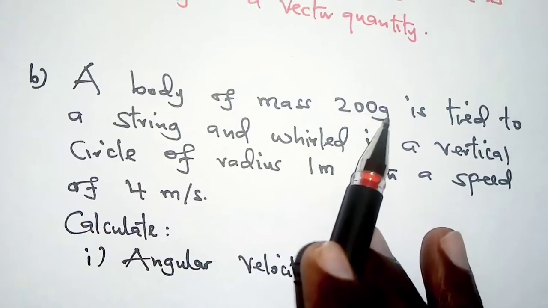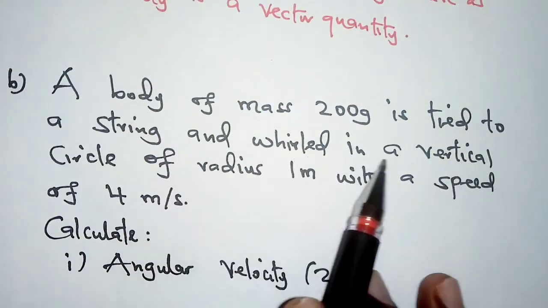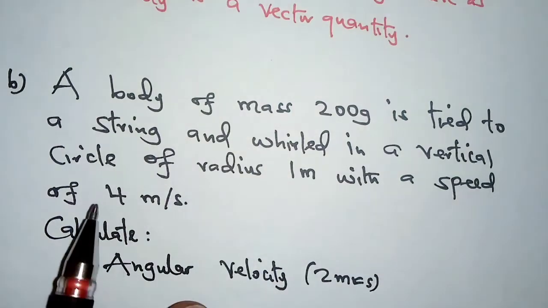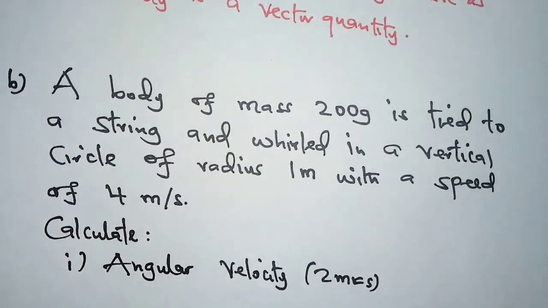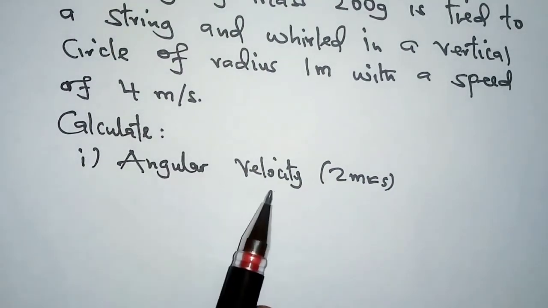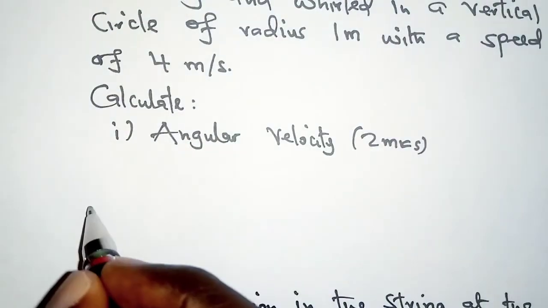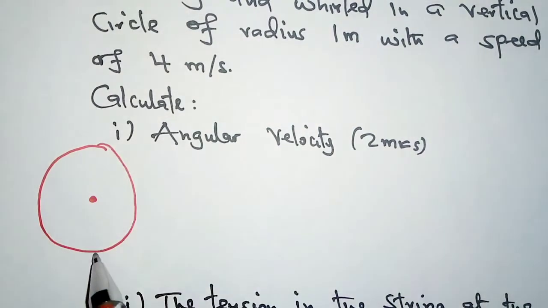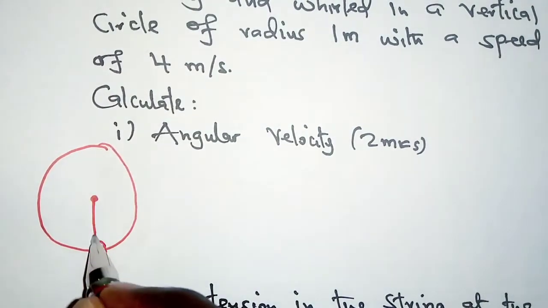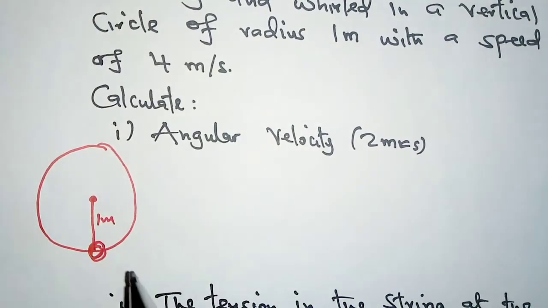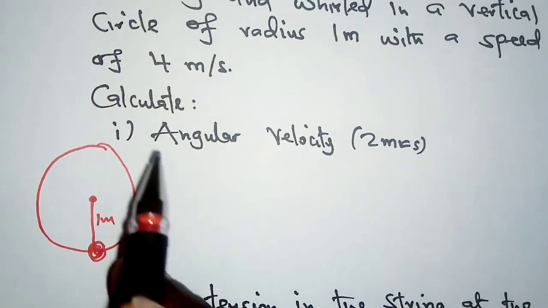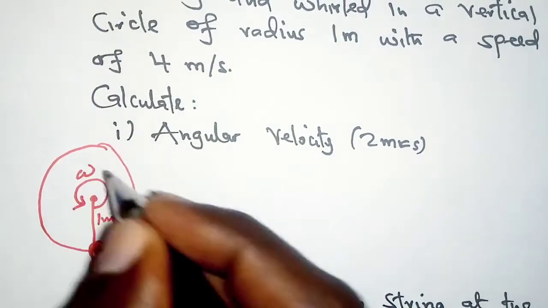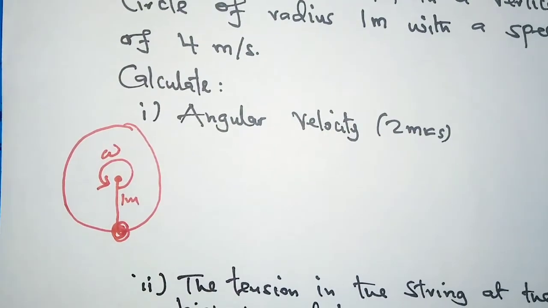A body of mass 200 grams is tied to a string and whirled in a vertical circle of radius 1 meter with a speed of 4 meters per second. Calculate the angular velocity. We have a body being whirled in a vertical motion, and the radius you are told is 1 meter. So as it moves around, what we are asked to get is the angular velocity, that is represented by the letter omega.